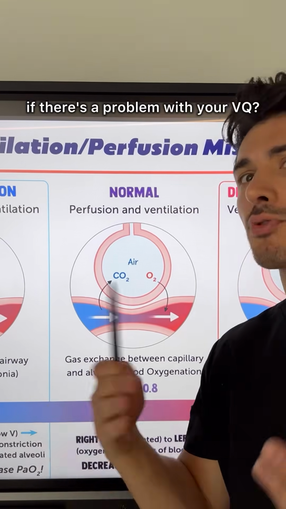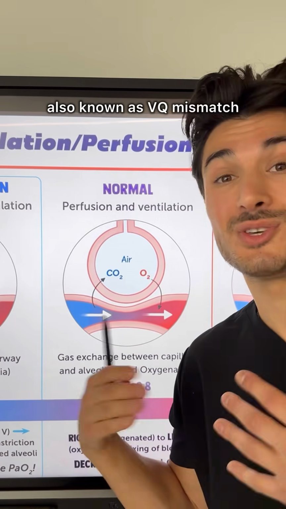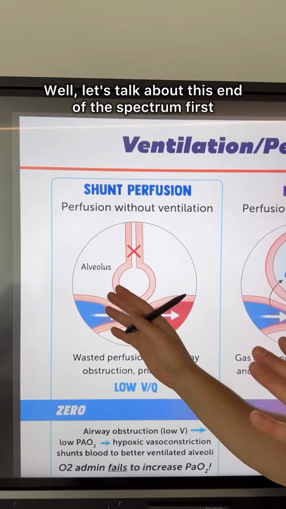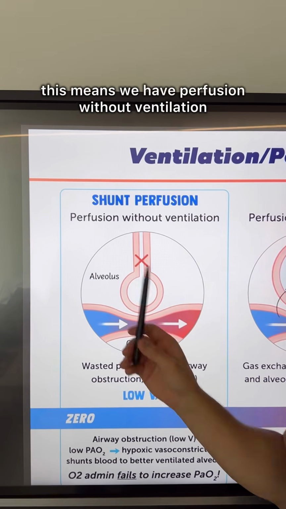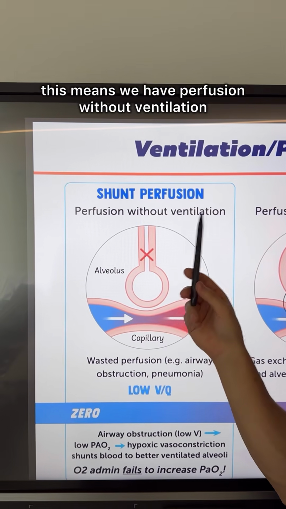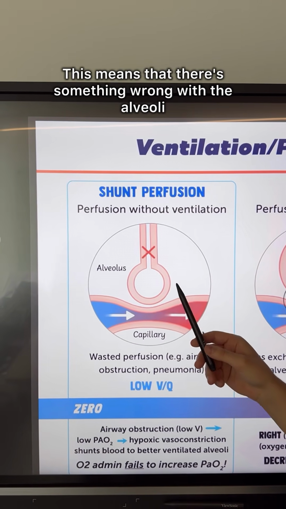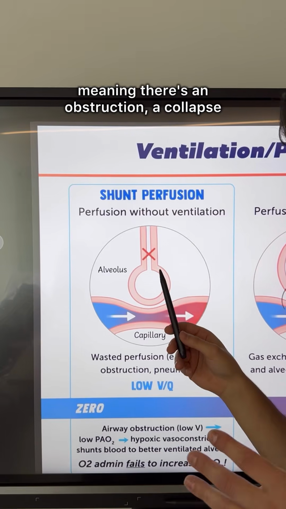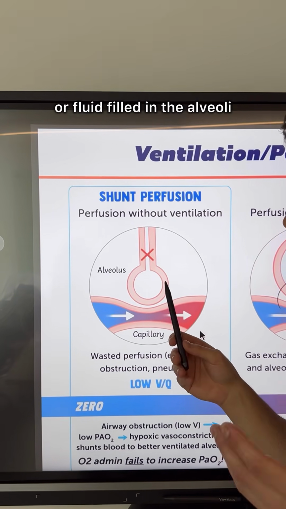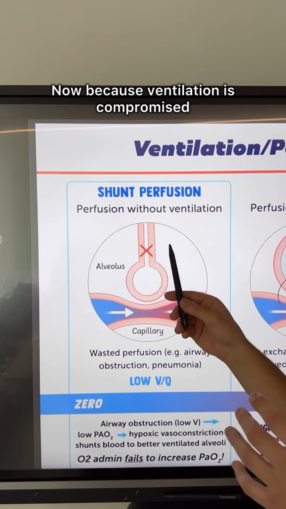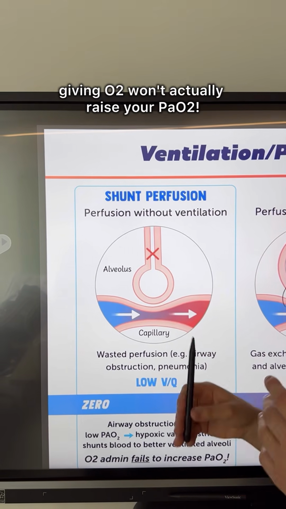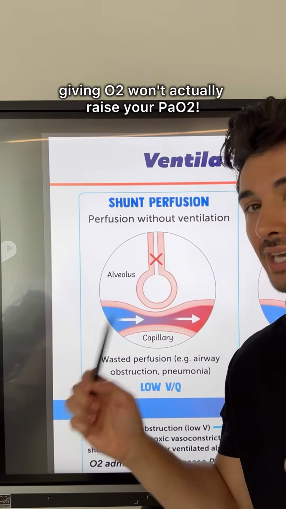But what happens if there's a problem with your VQ, also known as VQ mismatch? Well, let's talk about this end of the spectrum first. If we have a low VQ, also known as shunt perfusion, this means we have perfusion without ventilation. This means that there's something wrong with the alveoli, meaning there's an obstruction, a collapse, or fluid filled in the alveoli. Think about conditions like pneumonia or airway obstruction. Now, because ventilation is compromised and air can't reach the alveoli, giving O2 won't actually raise your PaO2.